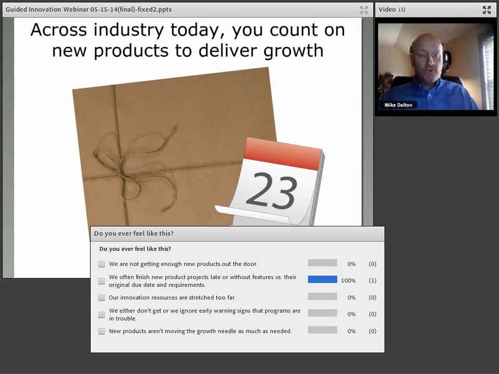I just have to switch back to, as you will too, out of full screen mode.